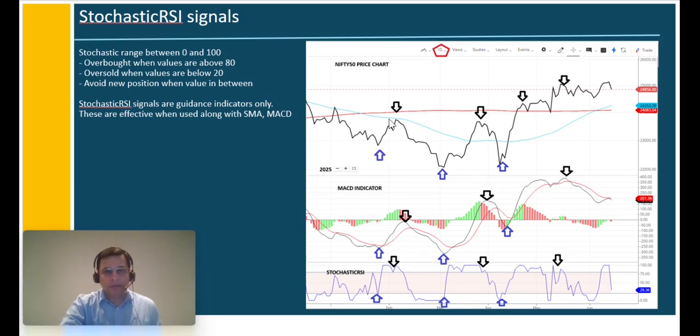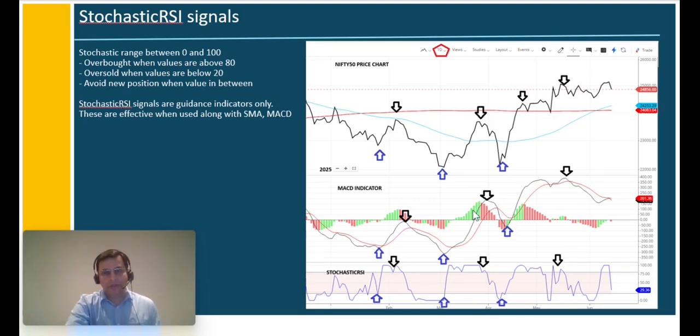The opposite of it, when it touches the top along with the SMAs I'm using, I usually confirm whether it's below 250. As you've seen at the top, stochastic is above 80. MACD is also topping out at its junction, and price is also stagnating over here. The black arrows also indicate that stochastic has topped out.